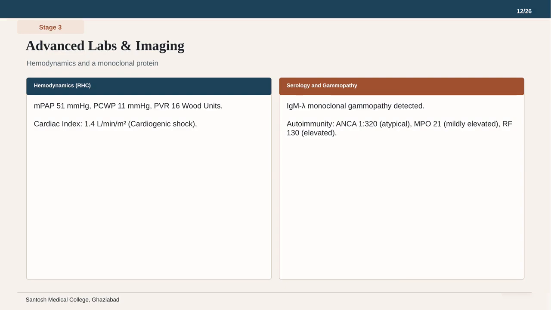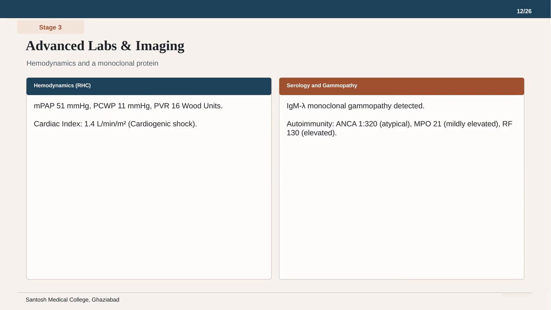In stage 3, we obtain advanced data. The left panel shows the results of a right heart catheterization. The mean pulmonary arterial pressure is 51 millimeters of mercury, and the pulmonary vascular resistance is very high at 16 Wood units. Most critically, the cardiac index is only 1.4 liters per minute per square meter, which signifies cardiogenic shock.